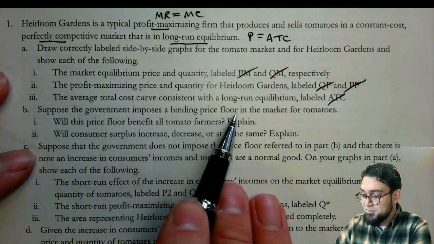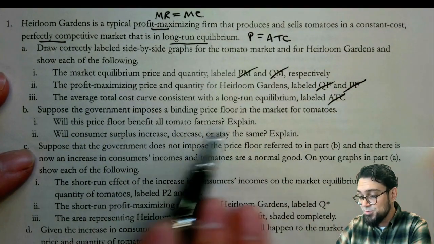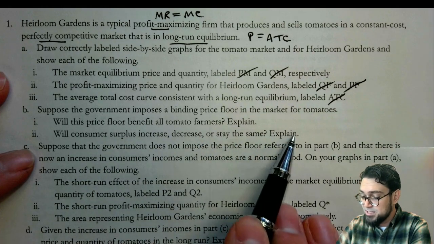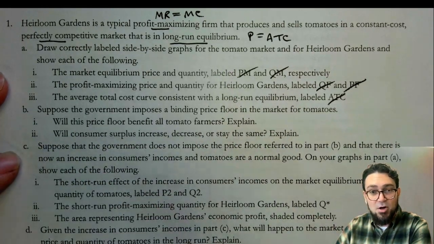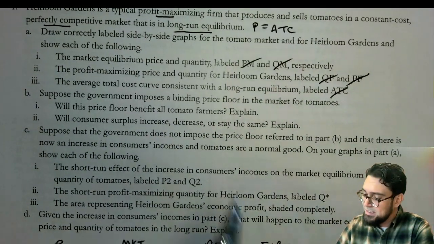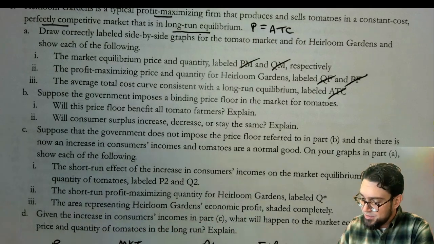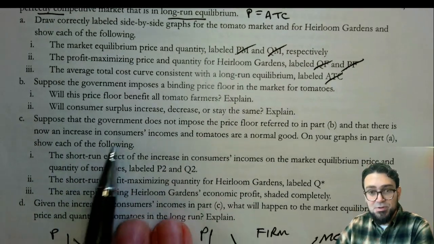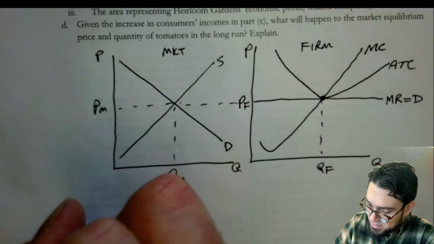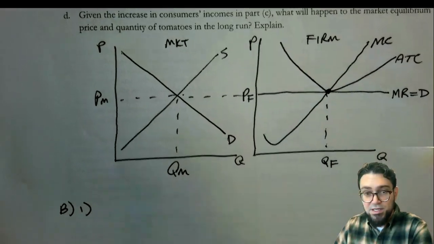Suppose the government imposes a binding price floor in the market for tomatoes. Will this benefit all farmers? Explain. Will consumer surplus increase, decrease, or stay the same? Explain. Part B is not on the graph. Very important: note that part B does not say anything about the graph. It's literally just asking you a series of questions. So we're going to put B and then sub 1 down here.